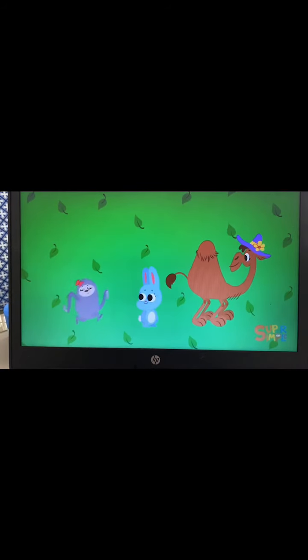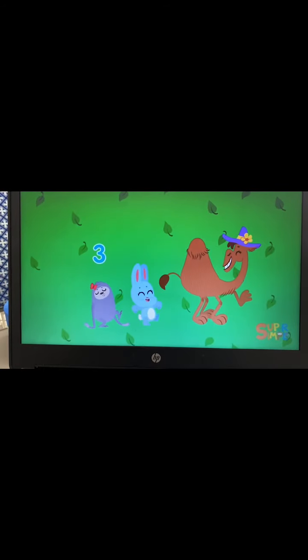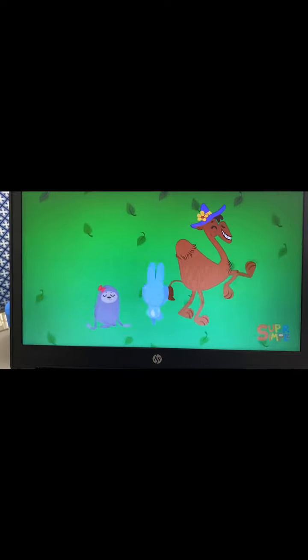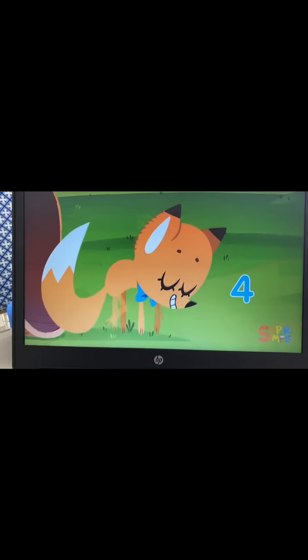Sally the sloth has 3 toes. Go, Sally, go. Felix the fox has 4 legs.